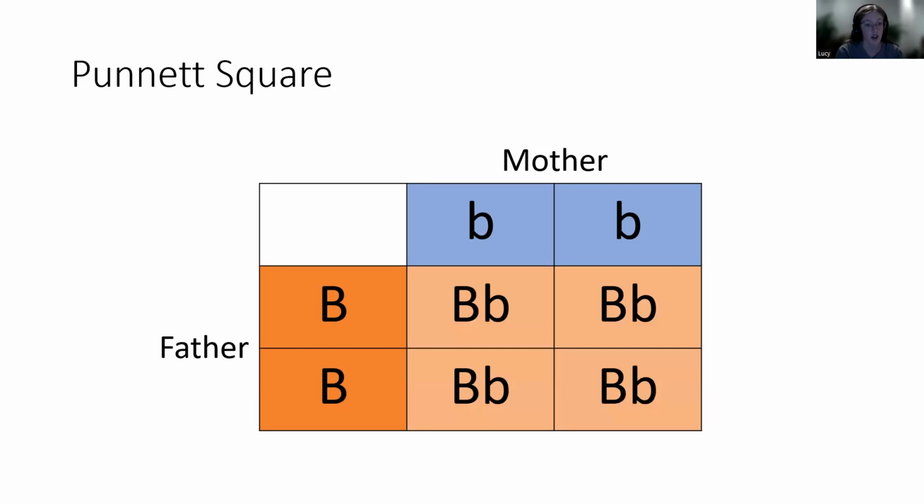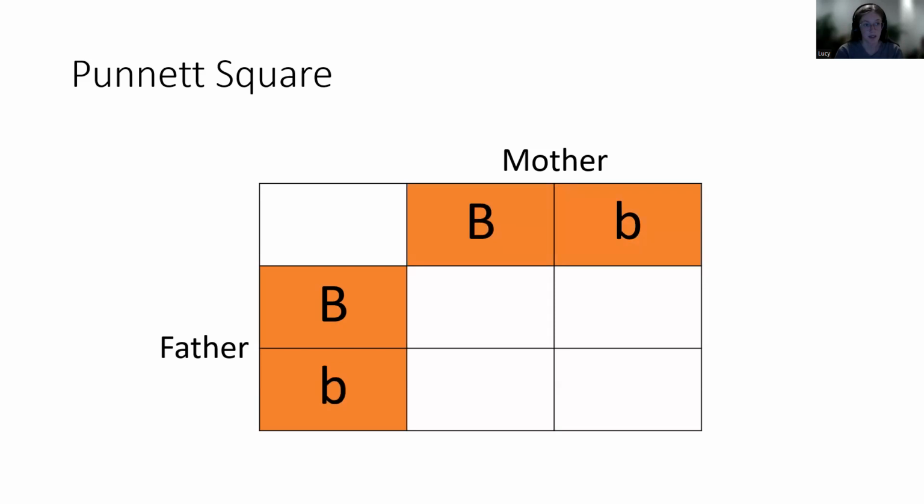Because the father has two dominant genes, two dominant alleles, the children can never have blue eyes because the capital B, the dominant allele, is always going to override the little b, which in this case is for blue eyes. They will never have blue-eyed children.